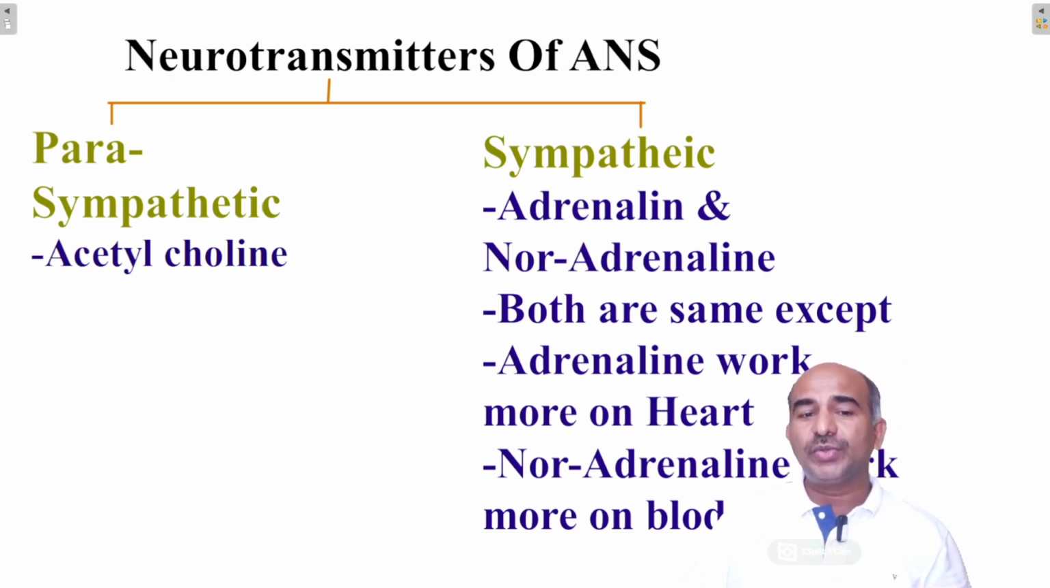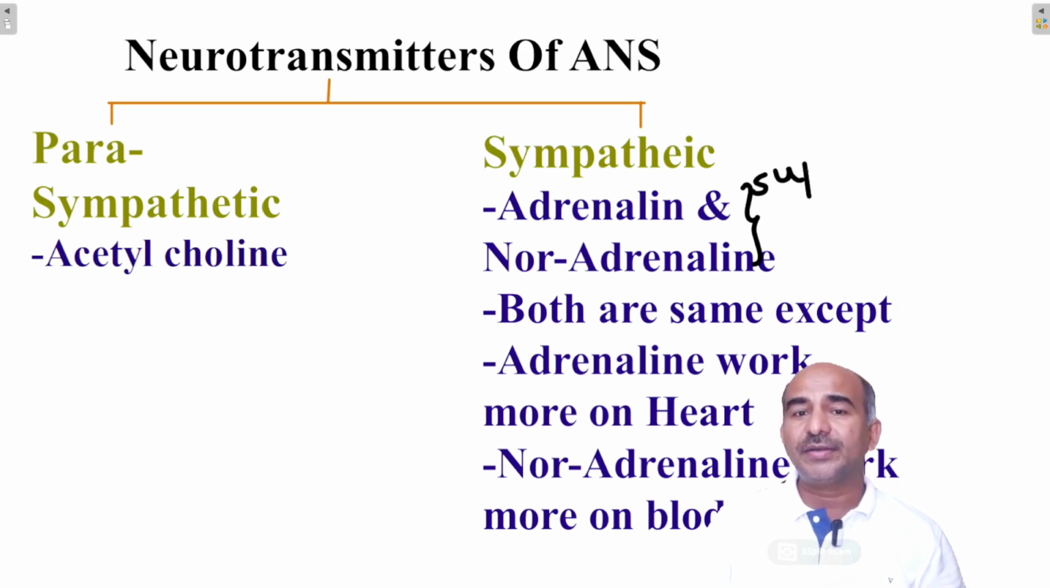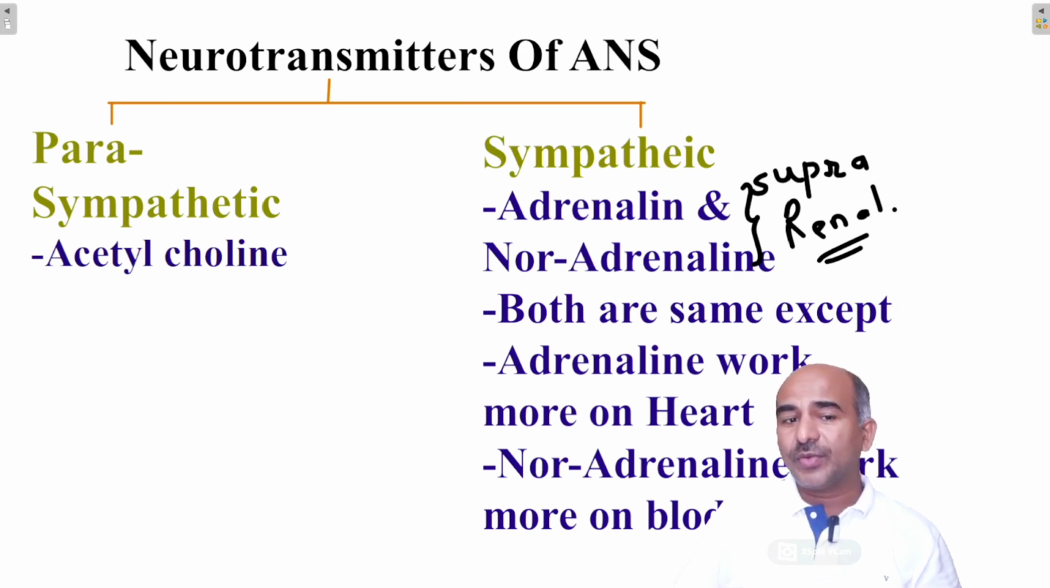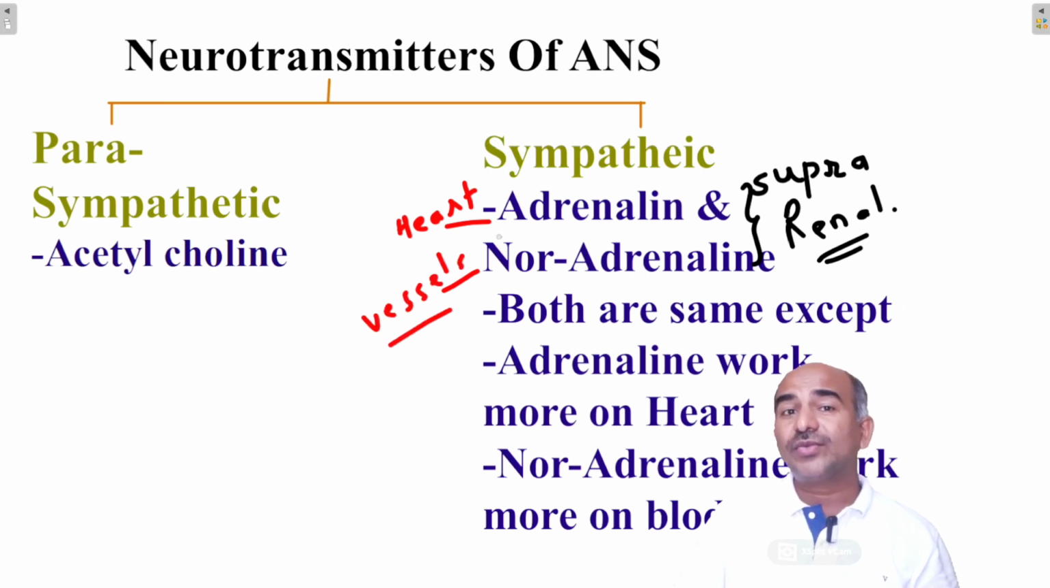And these two, do you know where they are secreted? They are secreted in the suprarenal gland, or adrenal gland, hence their names adrenaline, noradrenaline. Now the names are different, but the actions are the same. Only one action is different. Adrenaline works more on the heart, and noradrenaline works more on blood vessels. The action on vessels is remaining.